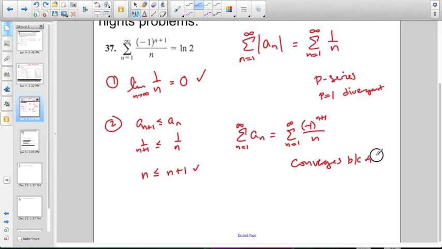because of the alternating series test. So we have the alternator converging and we have the non-alternator diverging. So we call this conditionally convergent.